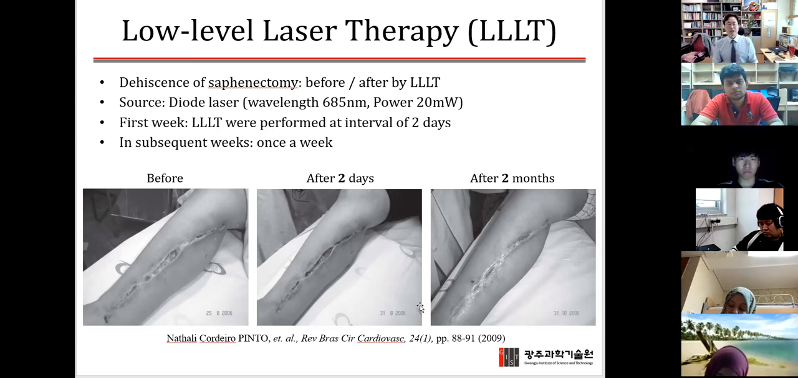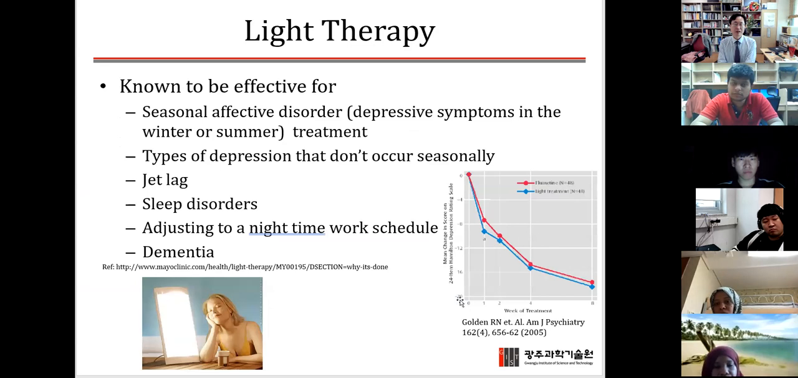And then this has been compared with without LLT. With LLT, that promotes the wound healing process much faster than without LLT.